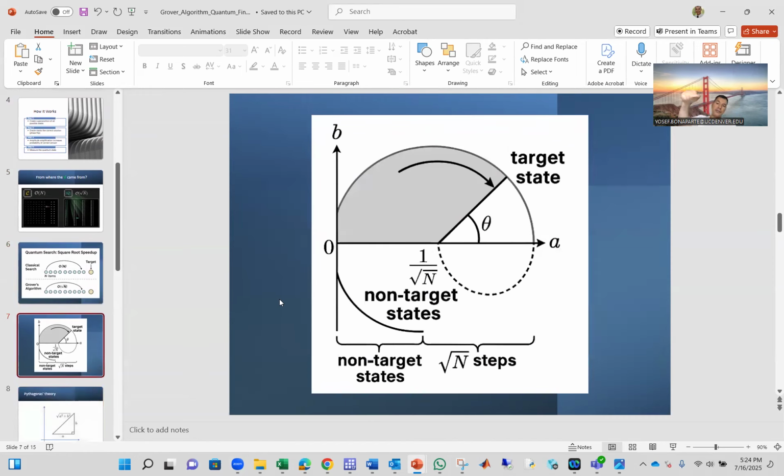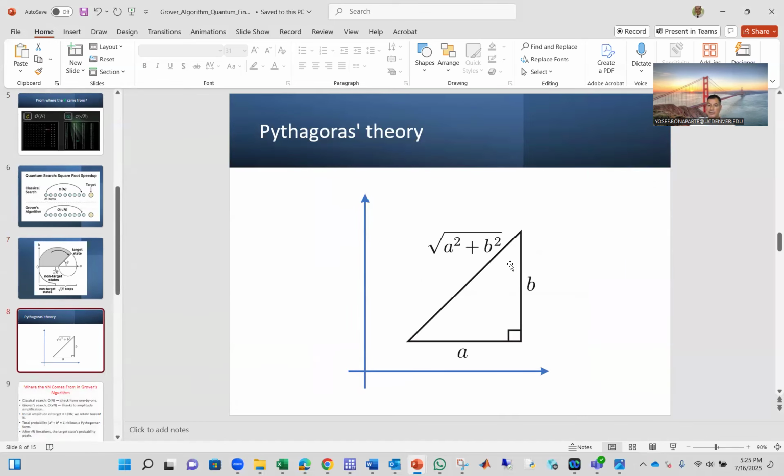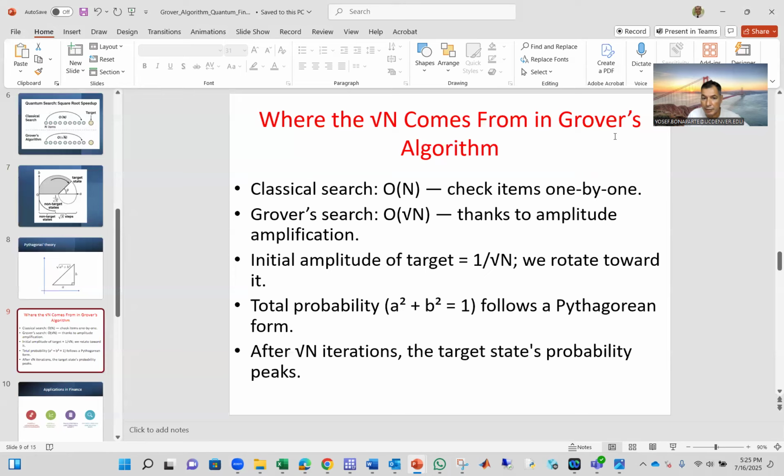How does Grover's work? This is AI generated. I asked it to do it. It works through complex numbers, and it's rotating. One way to think about where the square root comes from is the Pythagorean theorem: a squared plus b squared equals c squared, so c is the square root of a squared plus b squared. If you want to go from this point to here, with the classical approach you have to go here and here. But with the quantum approach, you go straight. That's one way to explain it. This is not exactly what happens, but it is one way to explain where the square root comes from, in Grover's, from n to square root of n, with the Pythagorean theorem.